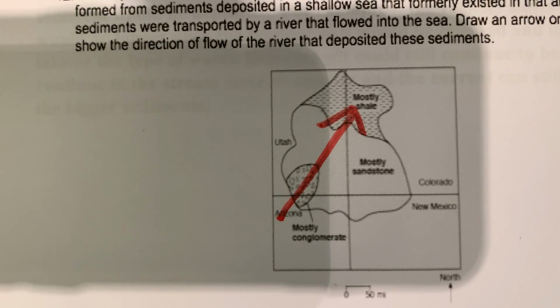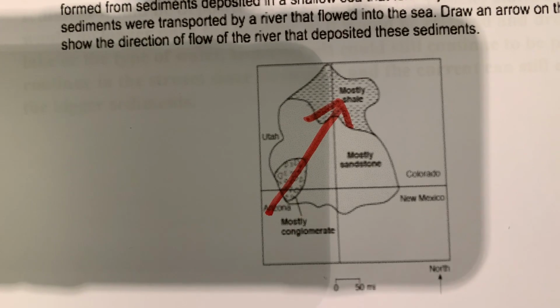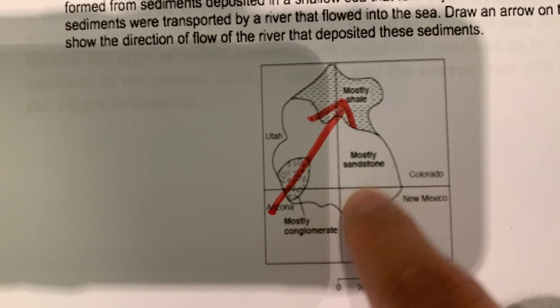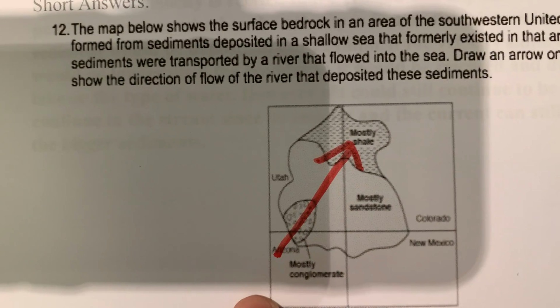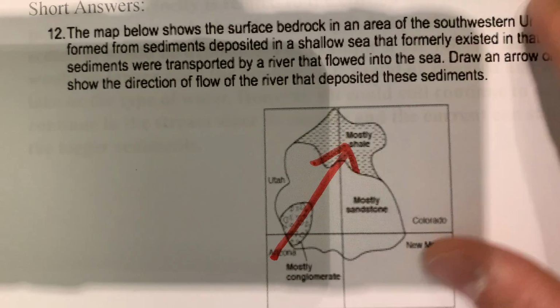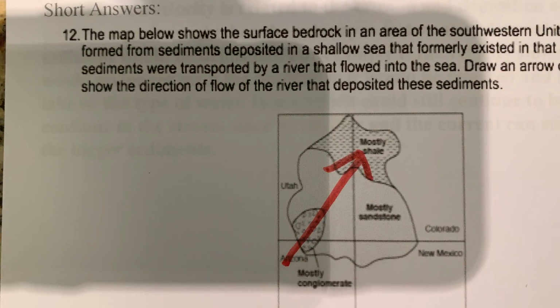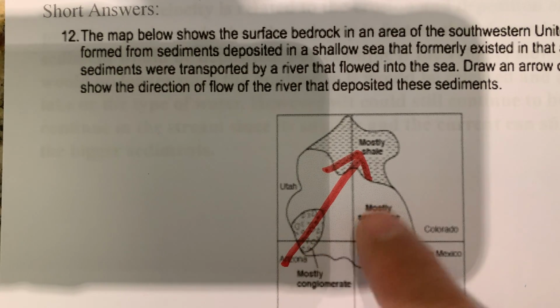All right, I know a lot of people weren't able to do this one, but it's good to know. So we see the bigger particles here, medium-sized particles here, smaller particles here. They're asking which direction did this delta form, which direction did the river flow? It flowed this way because the bigger particles get dropped off first, then the medium, and then the smallest particles.